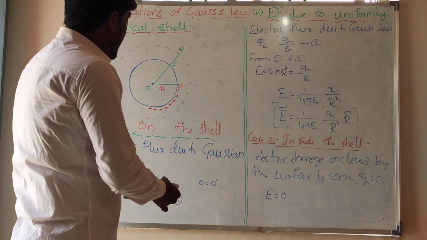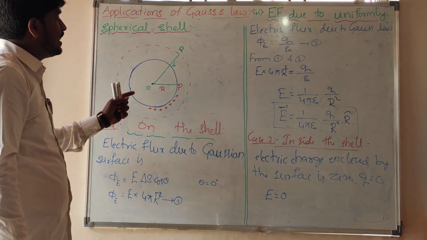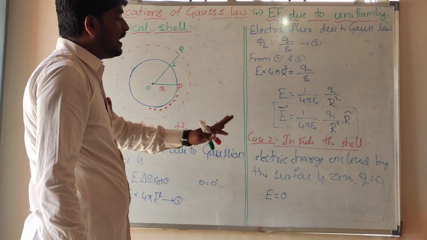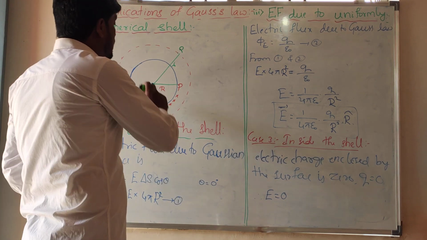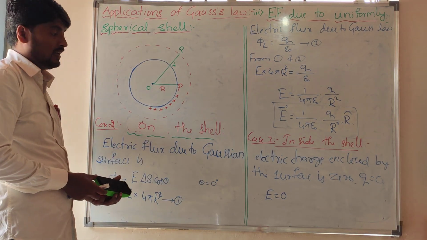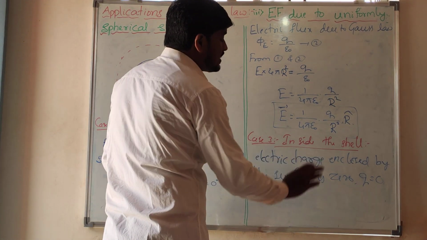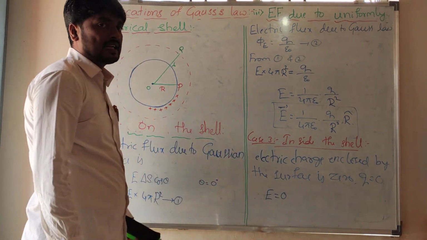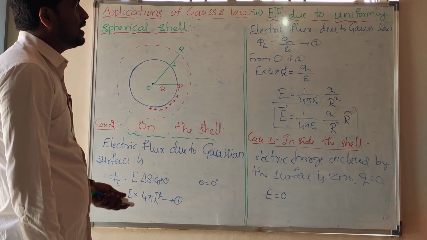That means if an electric field is there, then it must be outside or on the shell. There is no electric field inside the shell because no charges are enclosed by the surface inside it. Hence Q equal to 0. If Q equal to 0, the electric field becomes 0. This is application number 3.